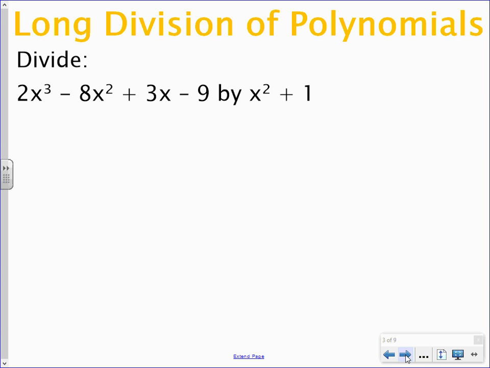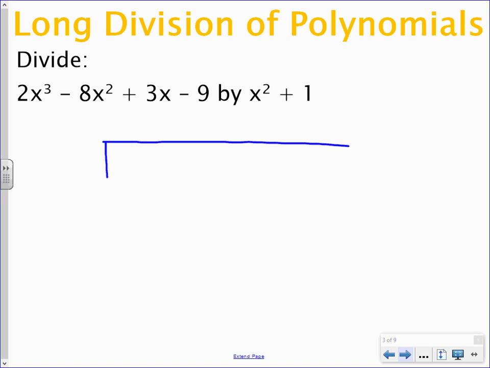This is our problem. 2x cubed minus 8x squared plus 3x minus 9, we need to divide by x squared minus 1. It says long division at the top. Why do we have to use long division? It's not linear. Our divisor is not linear. This is our divisor right here, not linear.